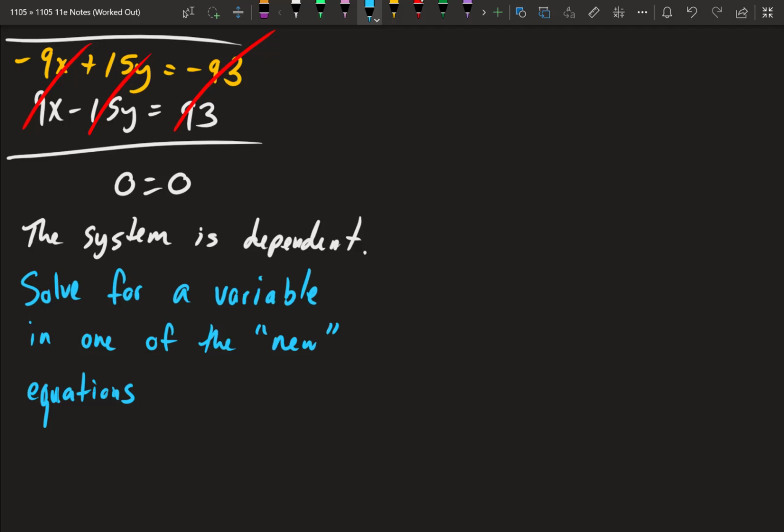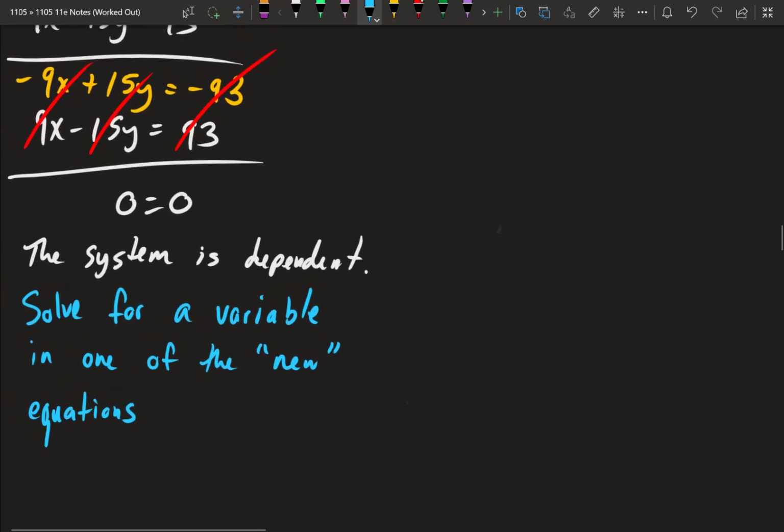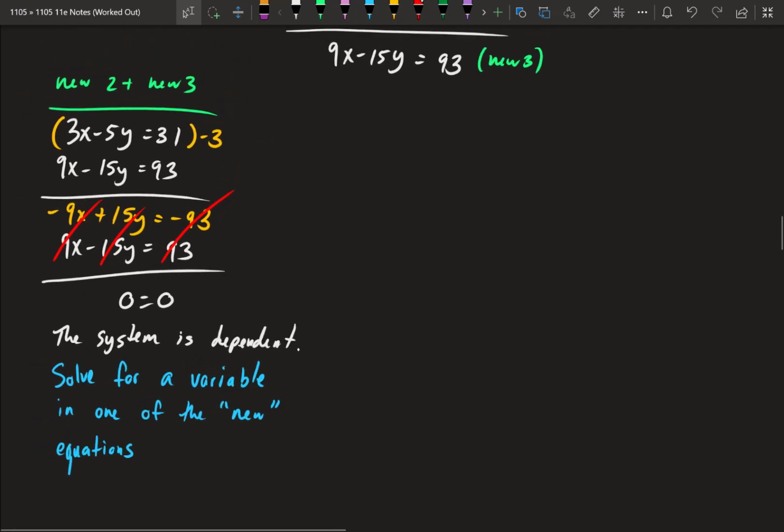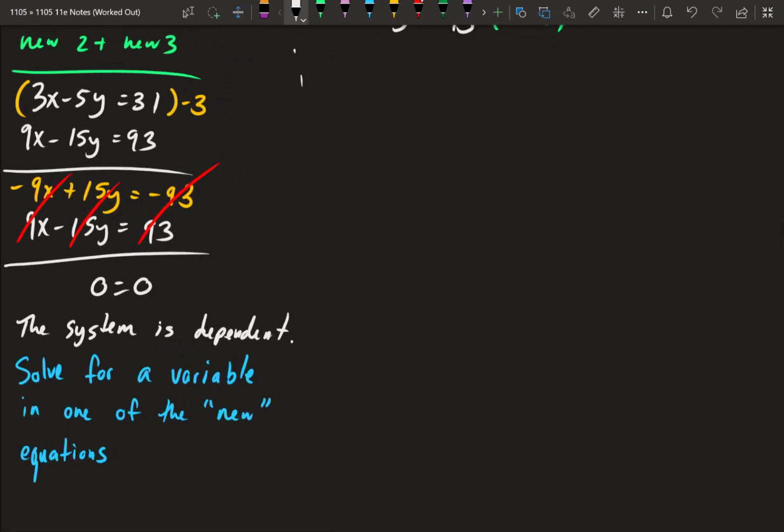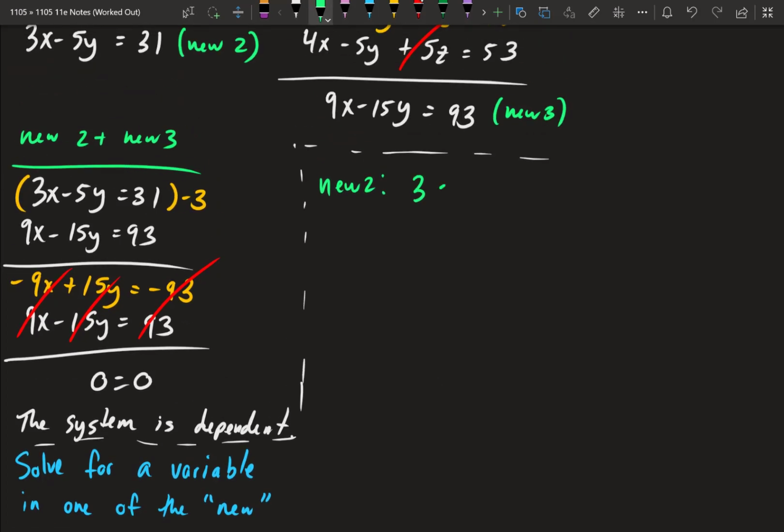Alright, we're going to solve for a variable in any of the new equations. I'm picking new 2. You can pick new 3, it doesn't matter. I'm going to pick new 2. Alright, so we have new 2, and new 2 is 3x minus 5y equals 31. So pick a variable and solve.